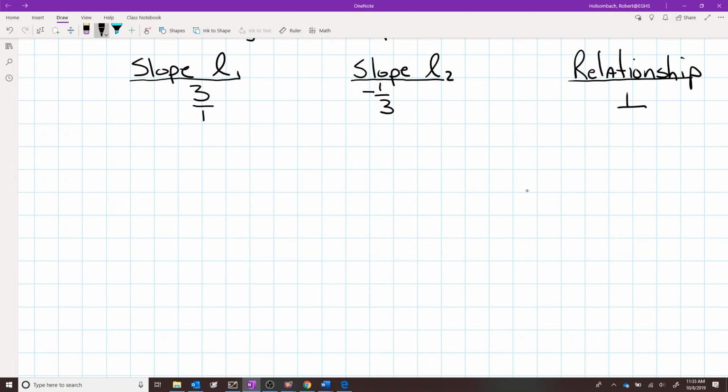If the slope of line 1 is 1/5 and the slope of line 2 is 4/20, what's the relationship between the lines? They're parallel because 4/20 simplifies to 1/5. So the relationship is that they're parallel.